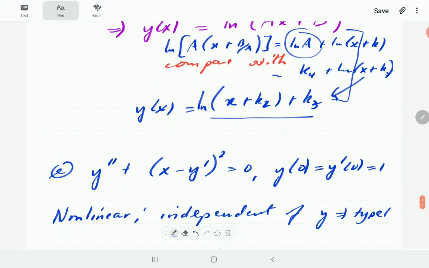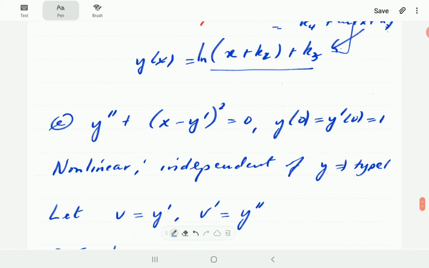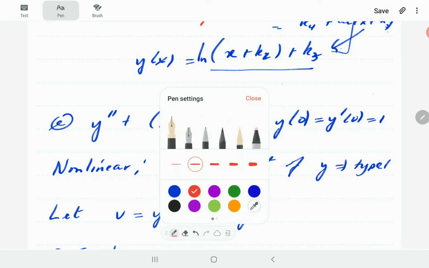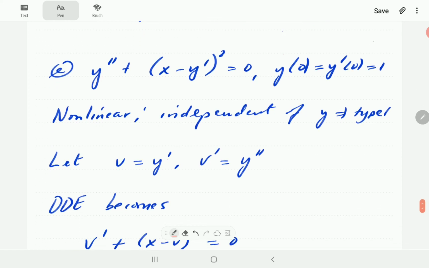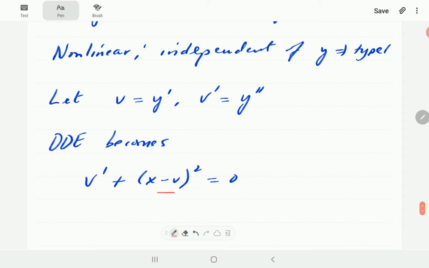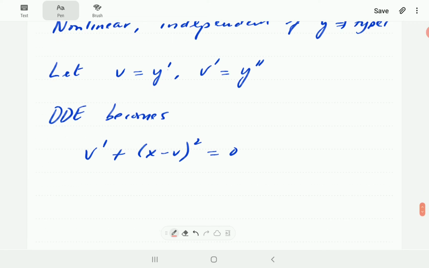All right, then let's go to E. In E, we have got a nonlinear ODE. It is independent of y, so we've got type 1. So that's the type 1 substitution. So the ODE looks like this, which is a bit interesting, non-standard if you like.